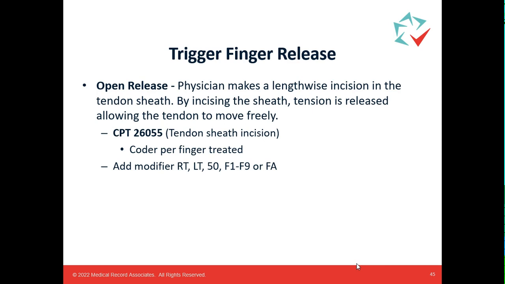For this procedure, we have CPT 26055, which is tendon sheath incision. We're going to code it per finger treated, and we can add those modifiers as applicable: right, left, 50, F1 through F9 or FA for our finger modifiers.